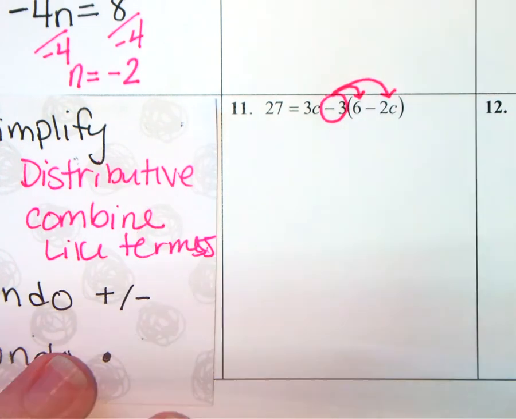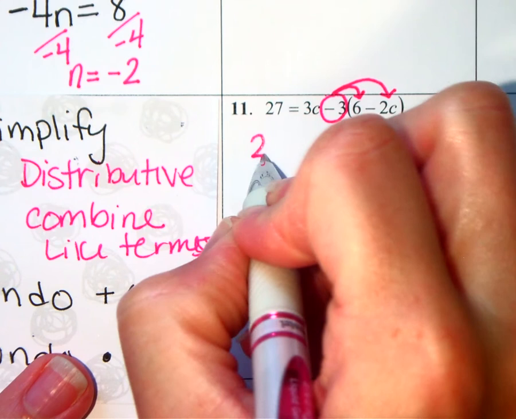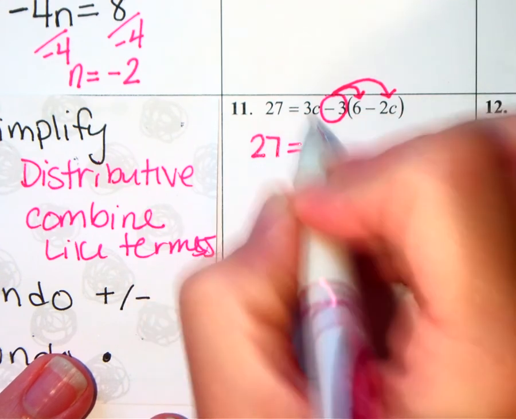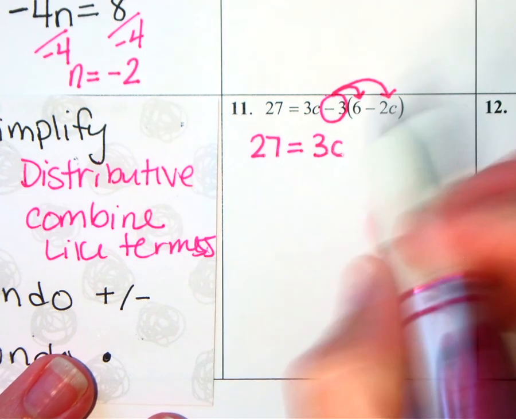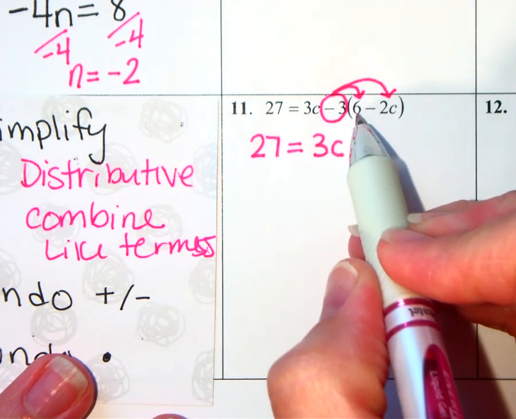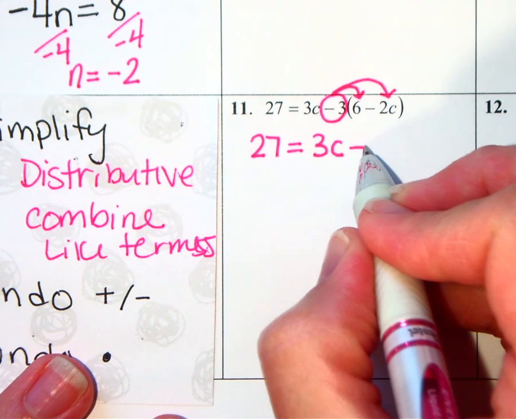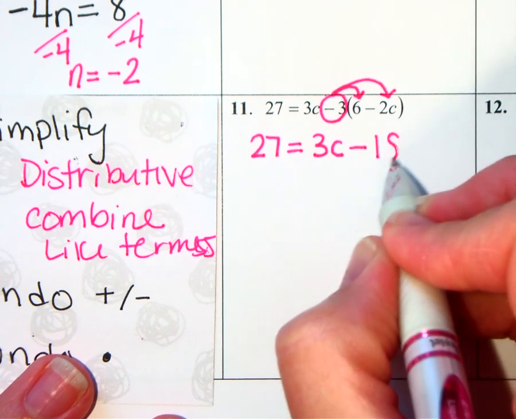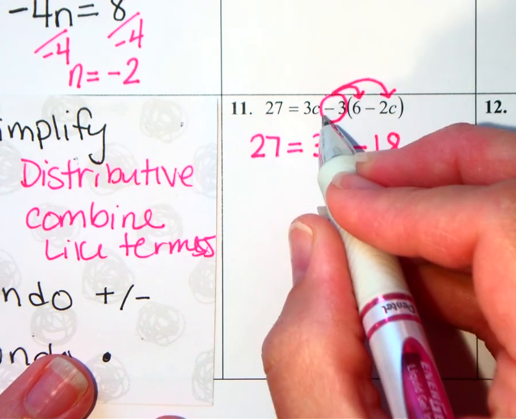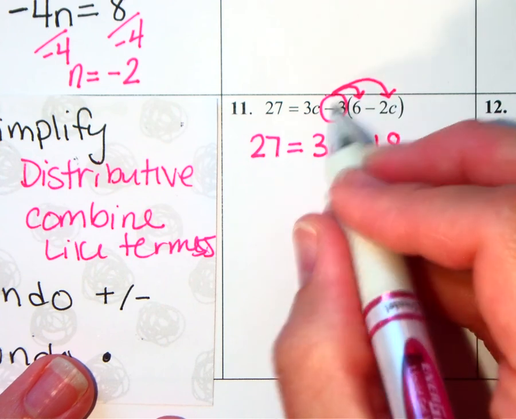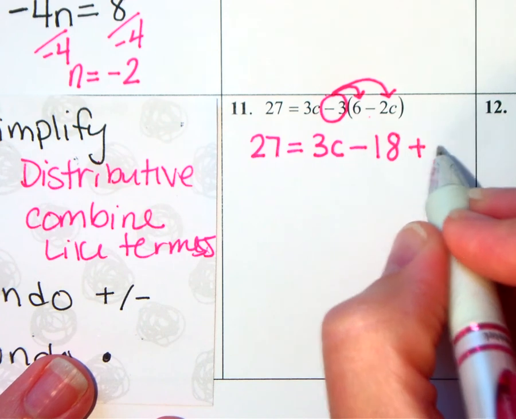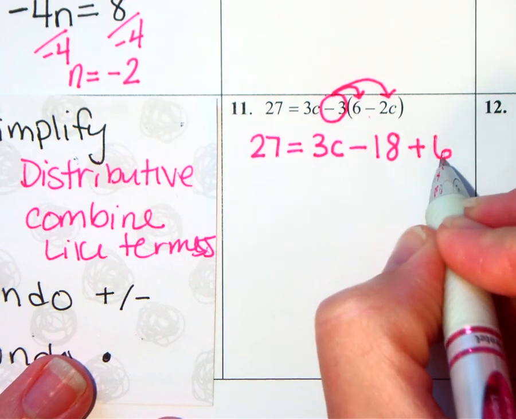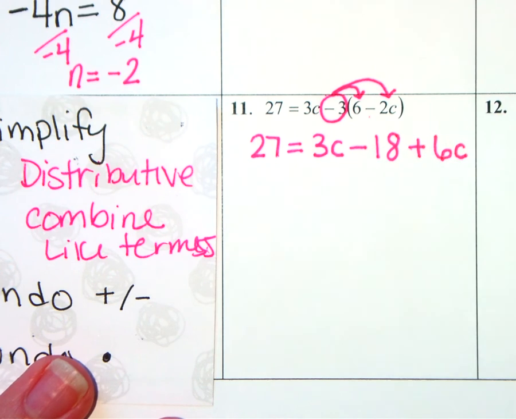So I'm going to start from left to right, start with my 27, write that down, and then move across. So I've got 27 equals, bring down my 3c, I'm not doing anything with that. Now I'll multiply. -3 times 6 is -18. And then -3 times -2. Negative times a negative is a positive. 2 times 3 is 6. Don't forget that there's a c.